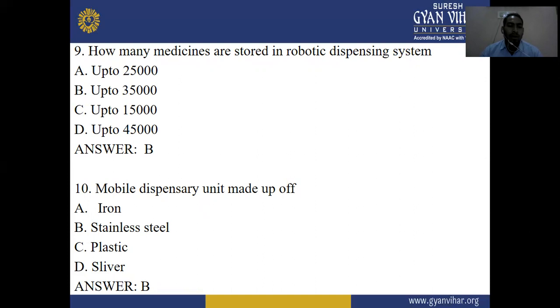Next question: mobile dispensary unit is made up of: option A is iron, option B is stainless steel, option C is plastic, option D is silver. The right answer is B, stainless steel. Mobile dispensary unit is made up of stainless steel.